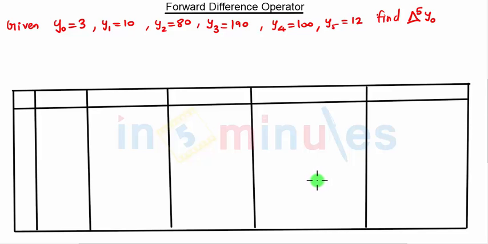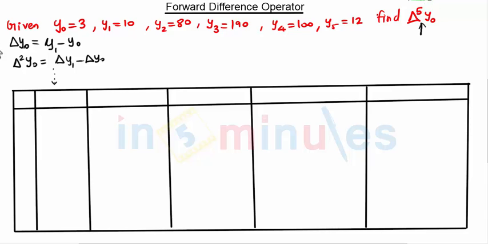In this video, we are going to see the problem on forward difference operator. Given are these things and we have to find del 5 of y0, that is the fifth difference of y0. So the first difference of y0 is del y0, which is nothing but y1 minus y0. Then the second difference of y0 is nothing but delta of y1 minus delta of y0, and so on. We will do this calculation till we get del 5 of y0.